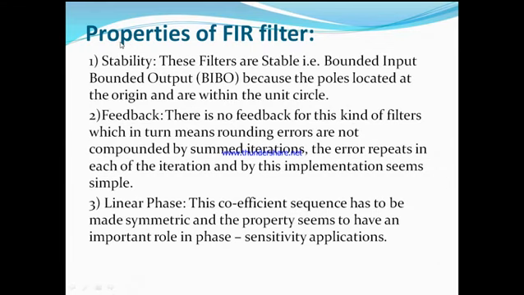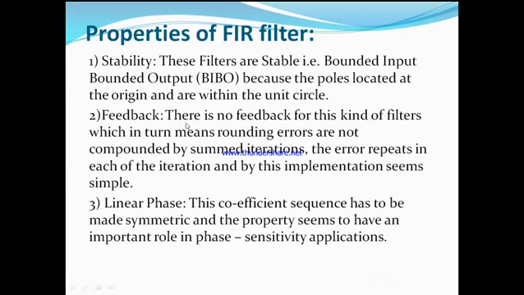Next, we are going to see the properties of FIR filters. The first one is stability. This means the filters are stable. When we call these filters stable, it means that for every bounded input, it produces a bounded output. And also the poles are located at the origin and/or within the unit circle. That's why we call this a stable system.